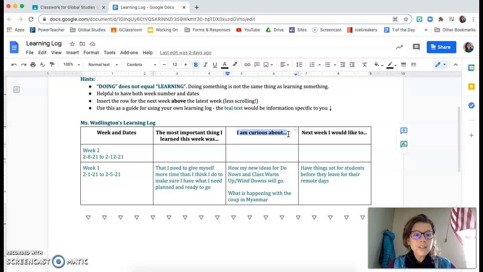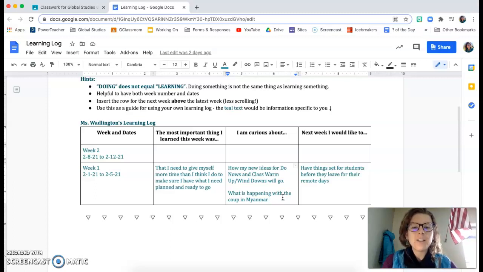So what are you curious about? What do you still need to know more about? Or what's something that popped into your mind related to a couple of things that we were thinking about this week? My example for this one is I'm curious how my new ideas for do-nows and class warm-ups or wind-downs will go. I'm trying something new, so I'm curious to see how it'll work and if it will pan out the way that it does in my mind.